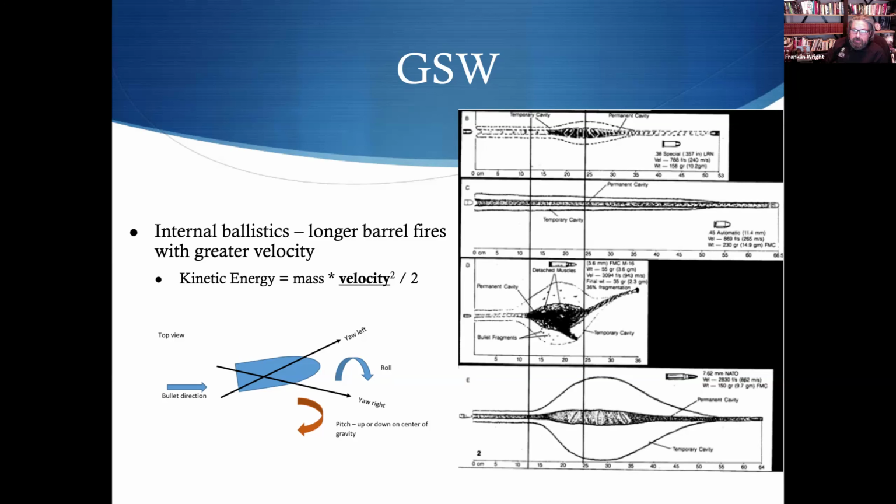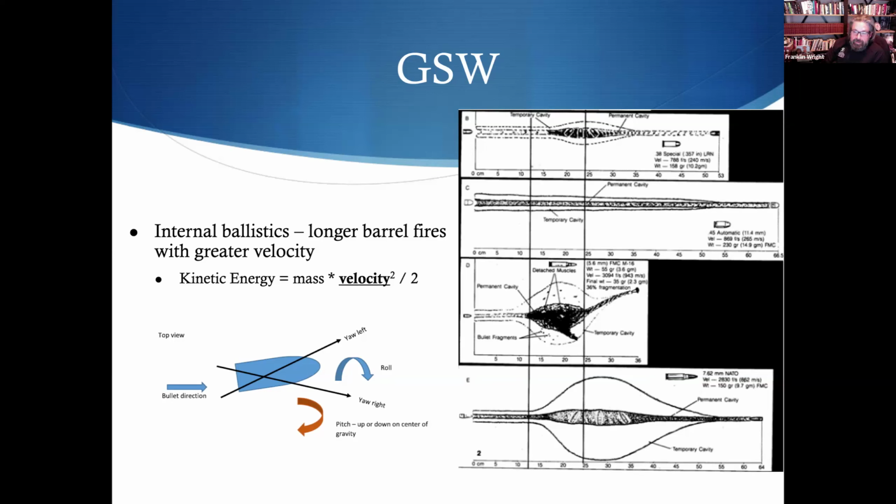Which means coated with a jacket so that in theory they're not deforming. But one of the interesting things about this round is it does tend to fragment even when it has the full metal jacket applied. And so it often will fragment in tissue when it hits bone in a dramatic way.